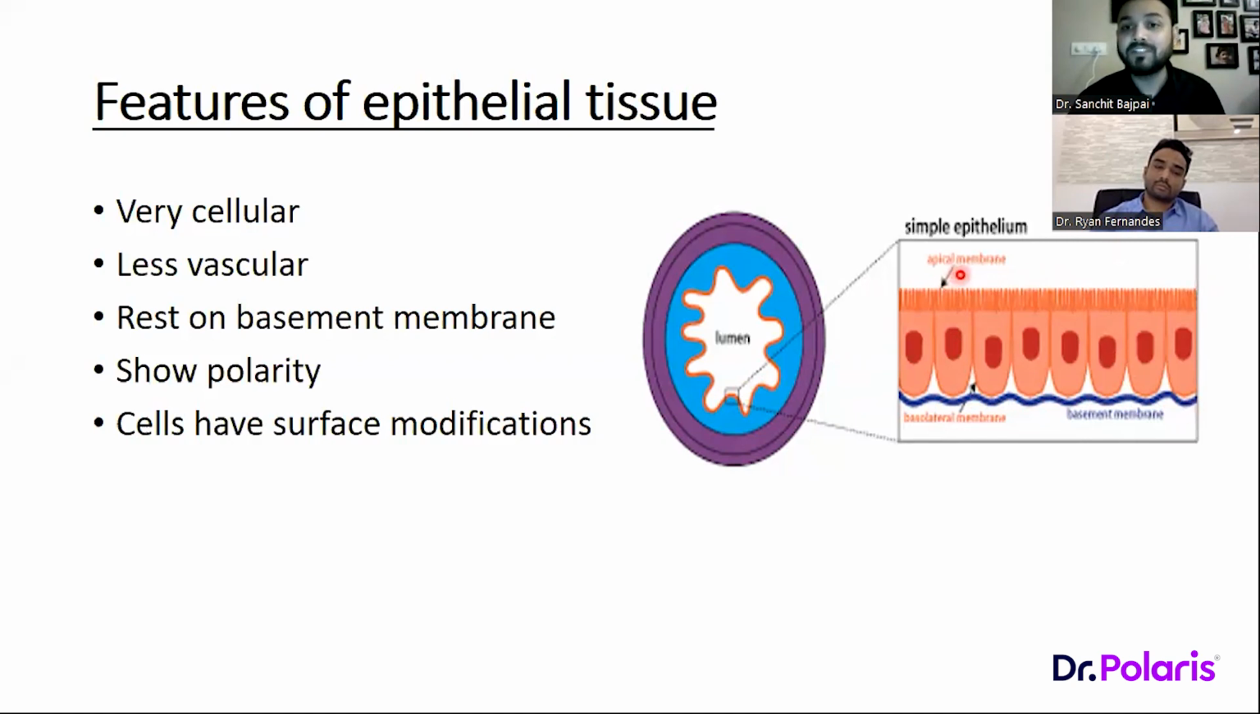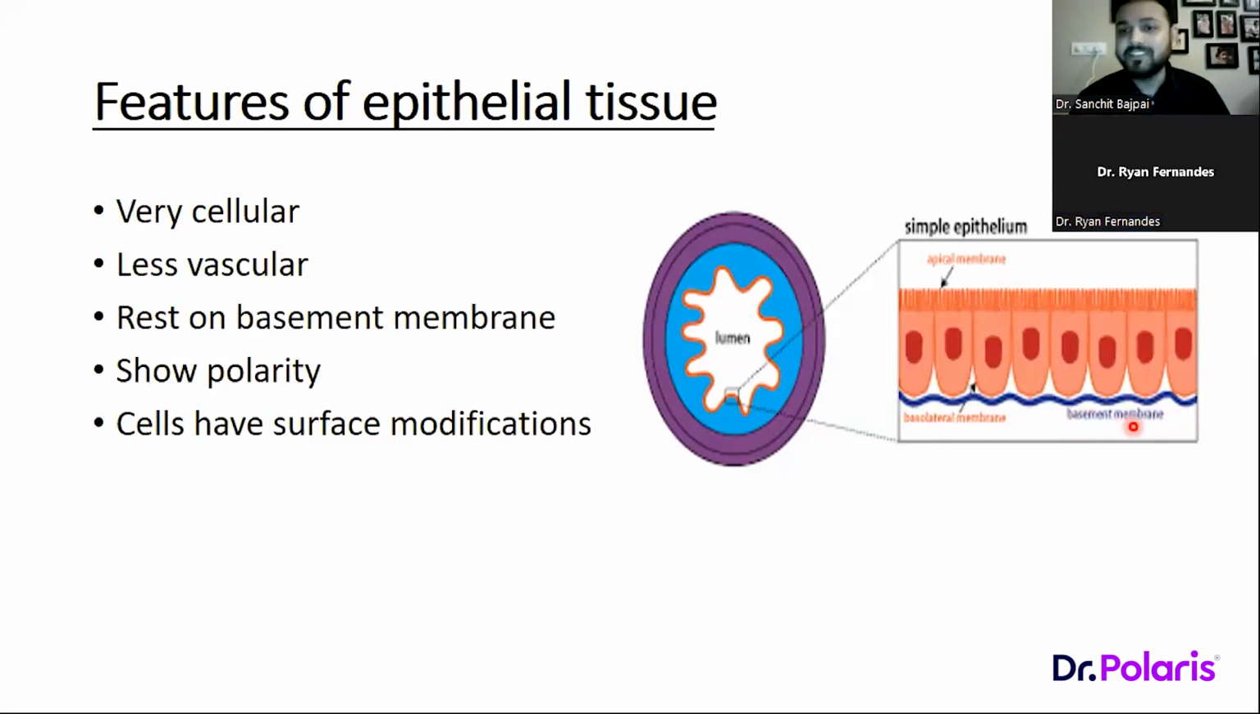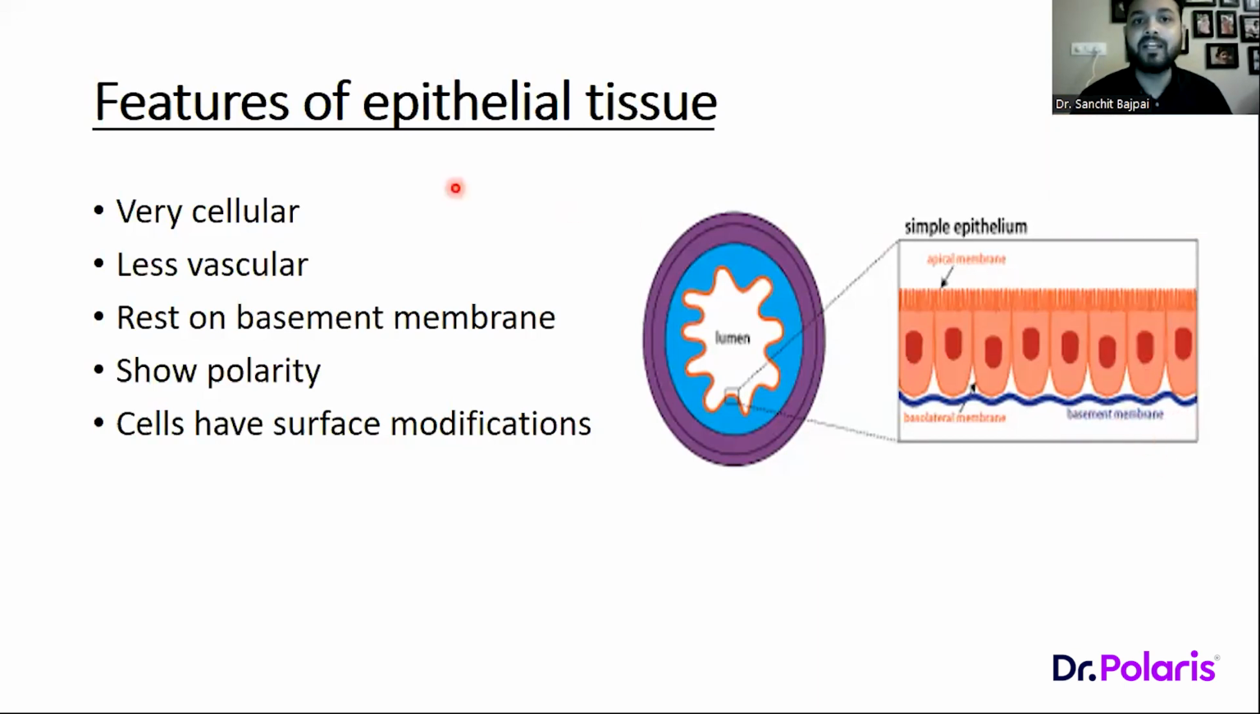So one part of the cell is called the apical part, and one part of the cell is called the basal part, which rests upon a membrane called the basement membrane. Very, very important, right? Now once we know about the apical membrane and the basement membrane, let me talk about the features of epithelial tissue. Now, what are the features of epithelial tissue?